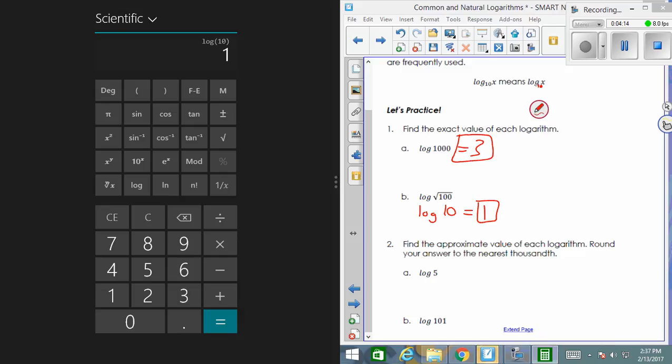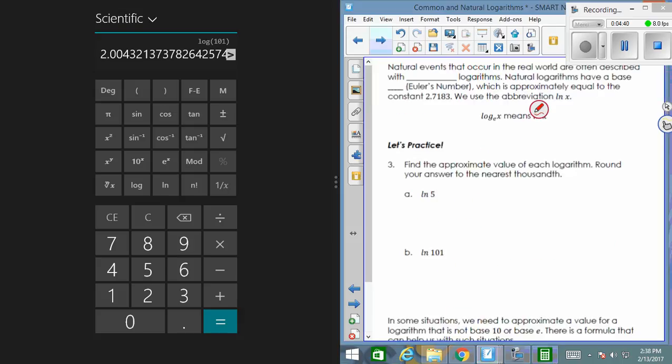Okay? So finally, the approximate value here to the nearest tenth, so let's do the log of 5. 5 log, nearest tenth would be 0.7, 1 decimal place. Okay? The log of 101 is 2.0, we do 1 decimal place there. That's it, logarithms are that simple in this, you just do them in the calculator.